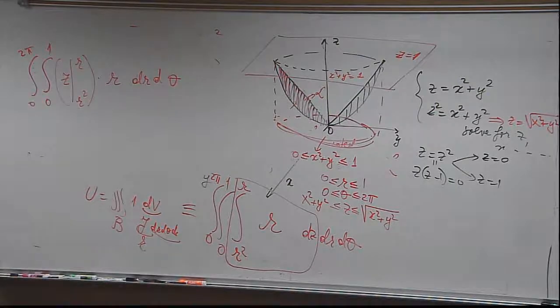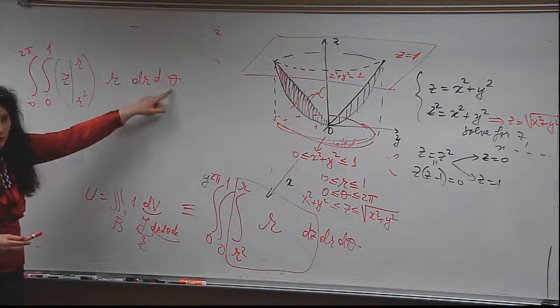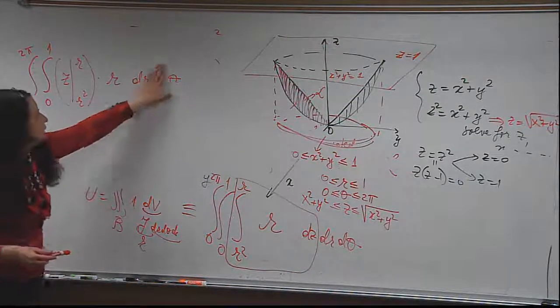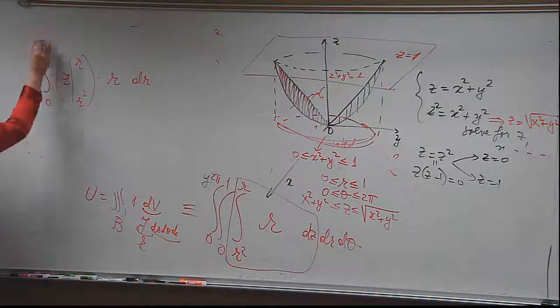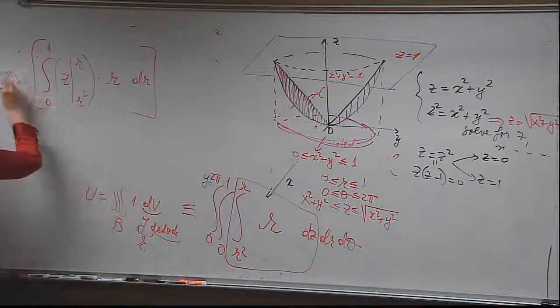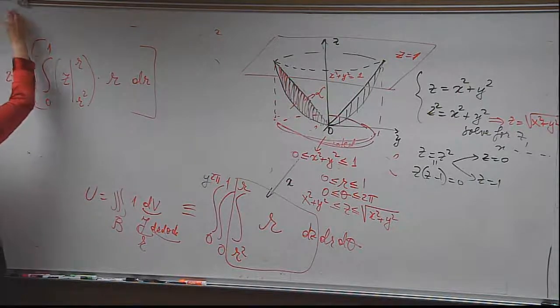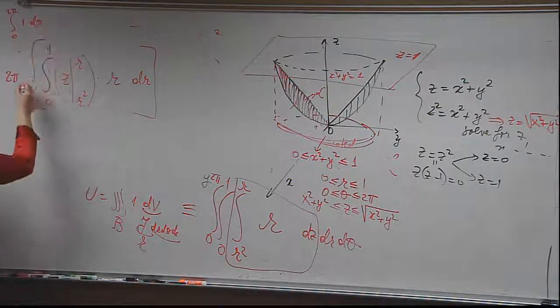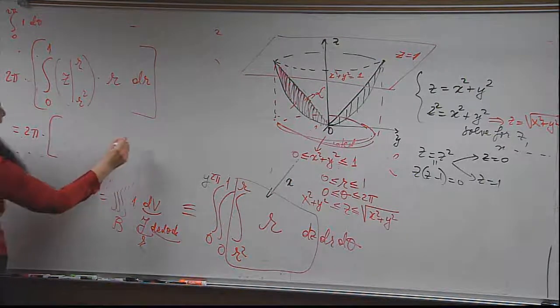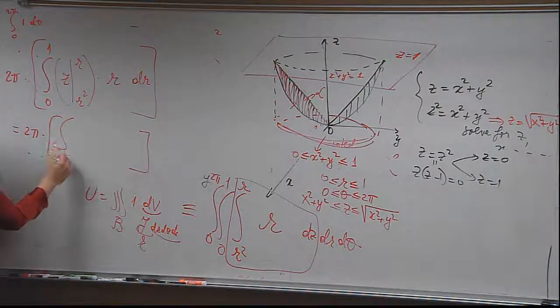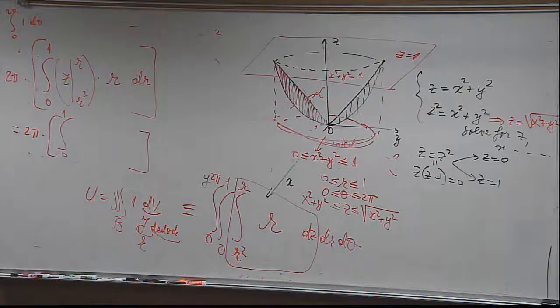Who is going on my nerves? Not you guys. Here, there is a guy that goes on my nerves: the theta. I can get rid of him, because the theta has nothing to do with the r, so I go 2 pi, which is the integral from 0 to 2 pi of 1. 2 pi goes out. Now, 2 pi times the integral from 0 to 1 of what? What's the simplest way to write it?